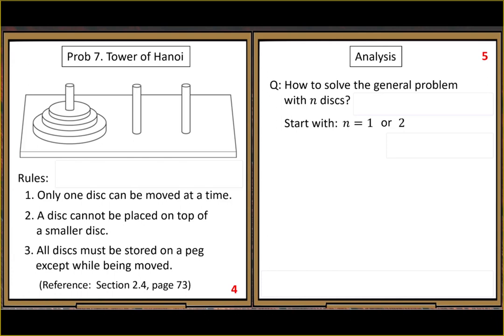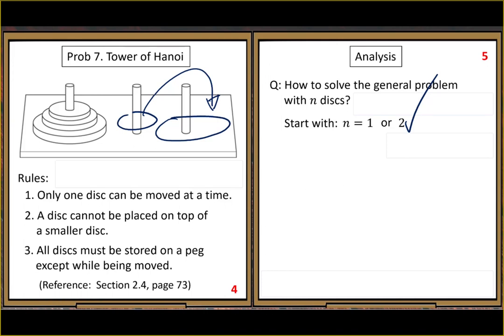But for two disks, the top one, you cannot put it on the destination peg. The top one, you like to put on a temporary peg first. Then you move the bottom one to the destination peg. Then the top one on top of it. Following the rules, 3 rules you have to follow. So that gives you experience for n equals 2.